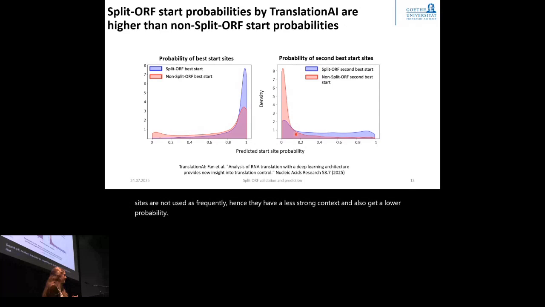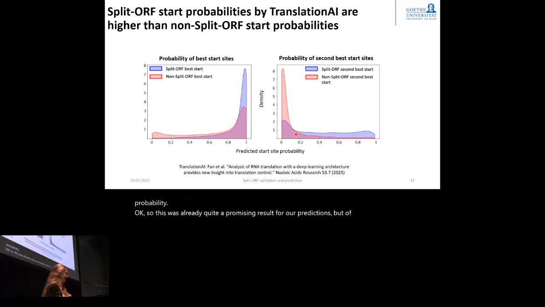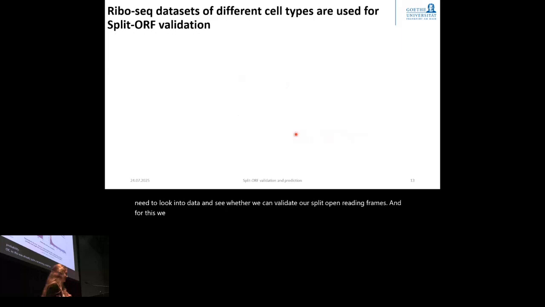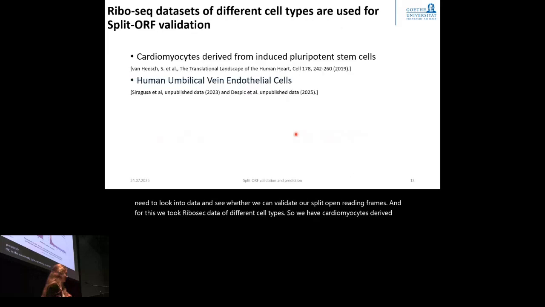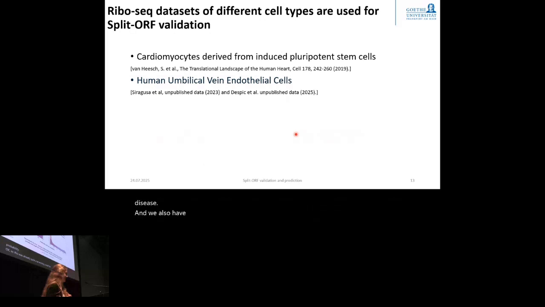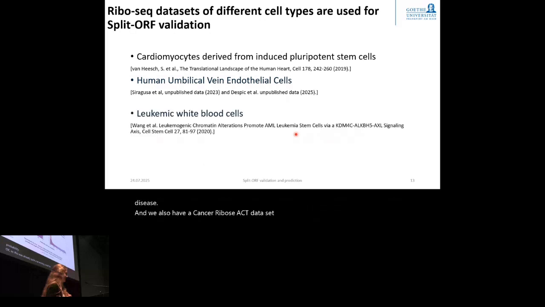Okay, so this was already quite a promising result for our predictions, but of course, we next need to look into data and see whether we can validate our split open reading frames. And for this, we took ribosec data of different cell types. So we have cardiomyocytes derived from induced pluripotent stem cells, as well as human umbilical vein endothelial cells, or HUVECs. Both cell types are involved in the cardiovascular system and also very relevant to cardiovascular disease. And we also have a cancer ribosec data set of leukemic white blood cells.